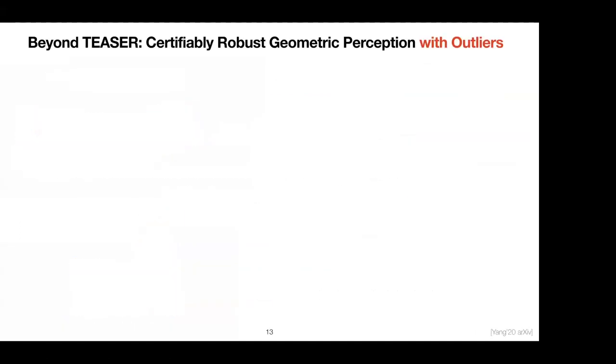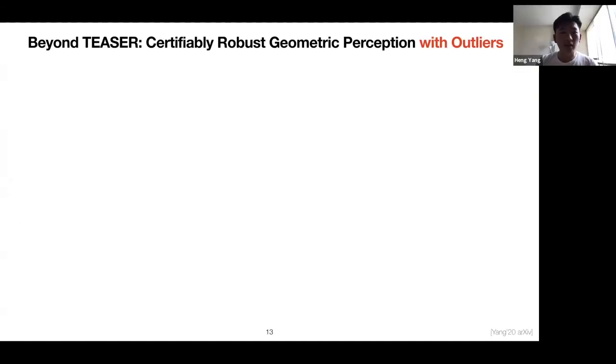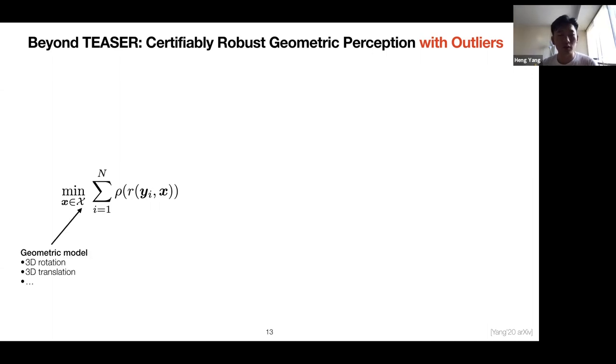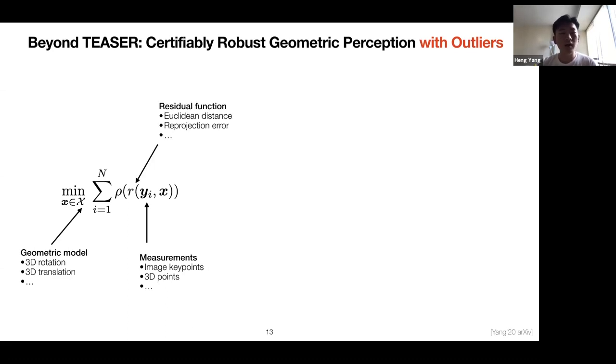Okay, so how do we generalize TEASER to problems with outliers? Perhaps now we should introduce a general framework for geometric perception if you want to generalize TEASER to other problems. In this formulation, again, X is the geometric model that we are trying to estimate. It can be rotations or translations. The Ys are the visual measurements. They can be images or point clouds. And then the R here is a residual function that quantifies the mismatch between the geometric model and the visual measurements. And finally, rho is a cost function.